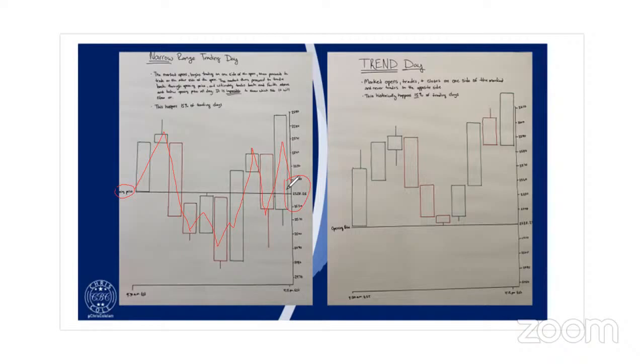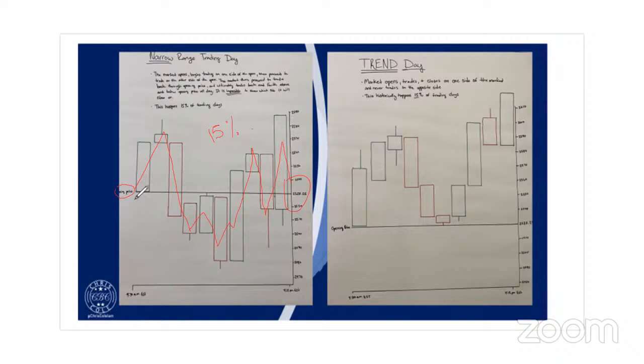Last class, we talked about candle formation. Guess what? This candle formation gives you a doji, okay? And in the upcoming classes, you're going to understand why this is important, right? But in the meantime, our narrow range trading day happens 15% of trading days, okay?